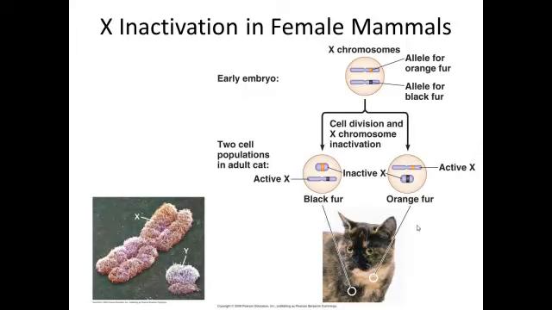In any case, the cells are now haploid for black or orange fur color. The cells divide by mitosis, maintaining the inactivated X chromosomes. The fur cells that produce black fur have an inactivated orange X chromosome. The fur cells that produce orange fur have an inactivated black X chromosome. This is called mosaicism, or a mosaic of gene expression in one animal.